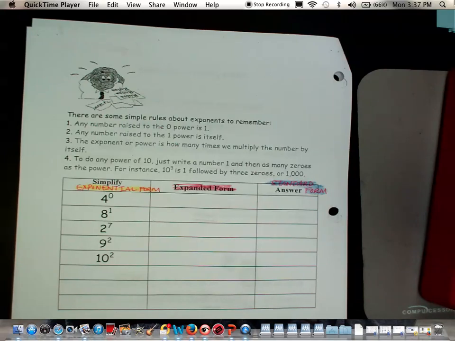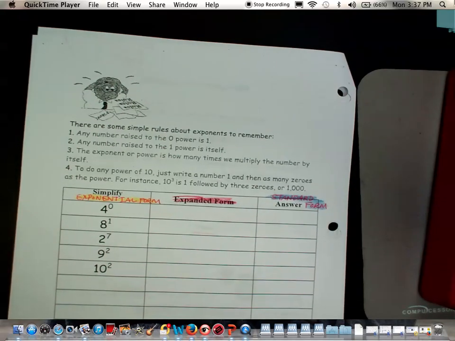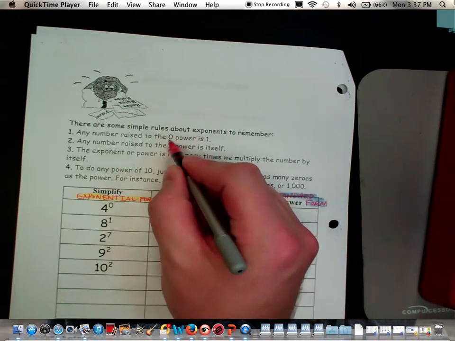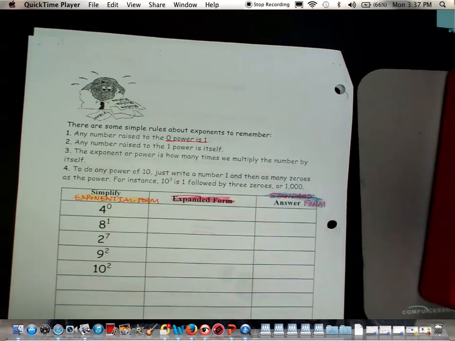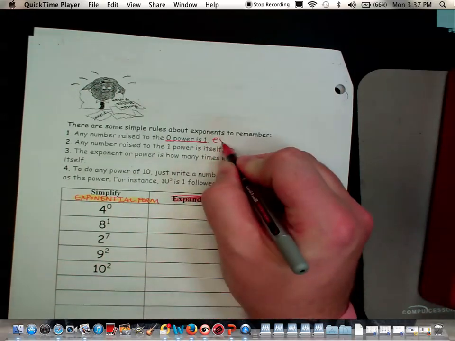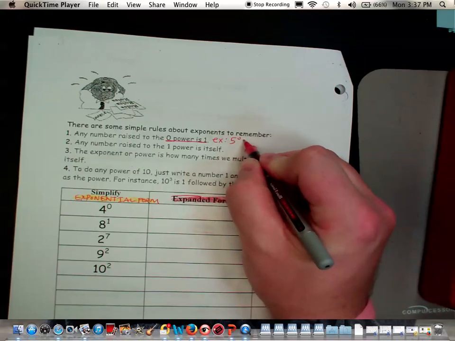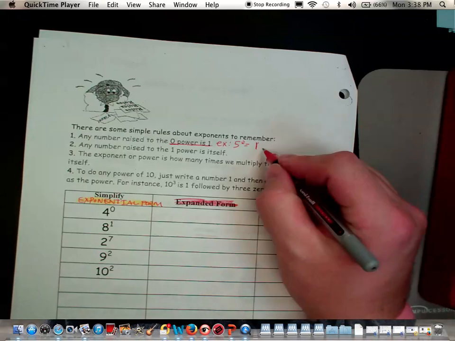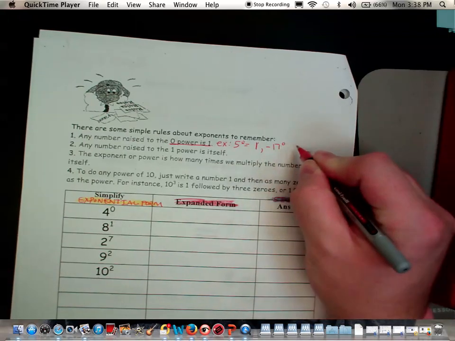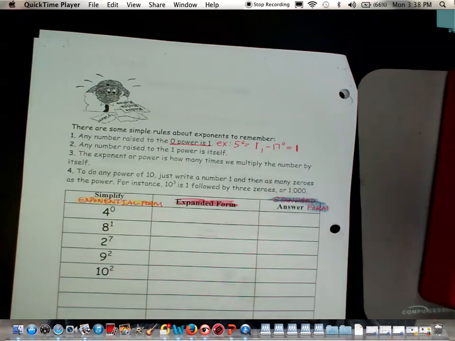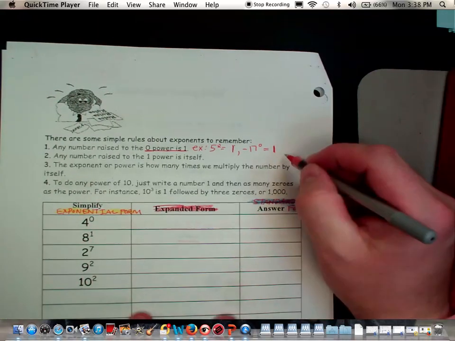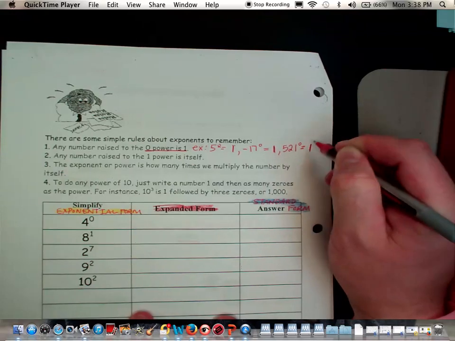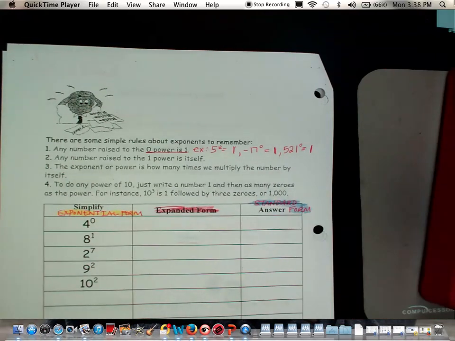Okay? So what I want to do first, before we get started, is look up here and it says this. These are some rules we need to remember. If anything's raised to the 0th power, the answer is 1. An example of that would be if I have 5 raised to the 0th power, the answer is 1. If I have negative 17 raised to the 0th power, the answer is 1. If I've got 521 raised to the 0th power, the answer is 1. So anything raised to the 0th power is 1.